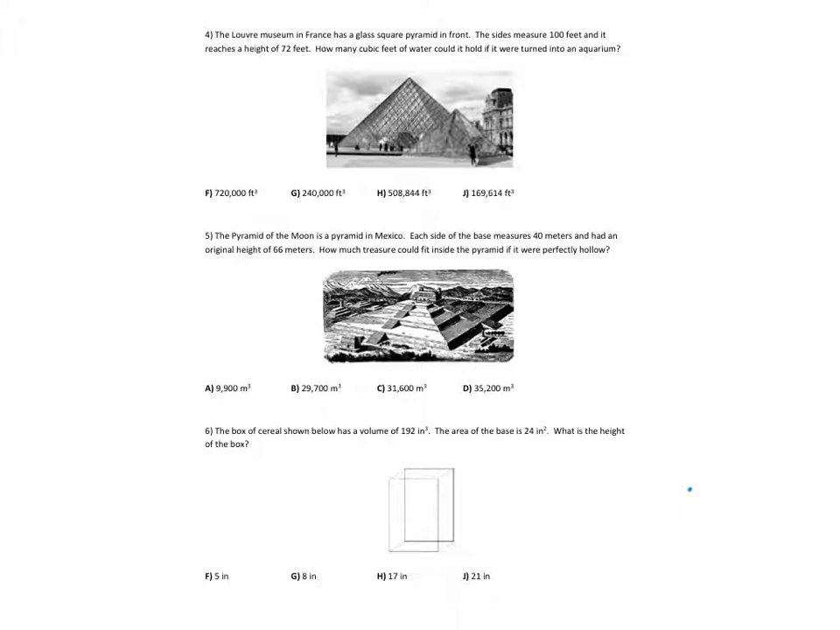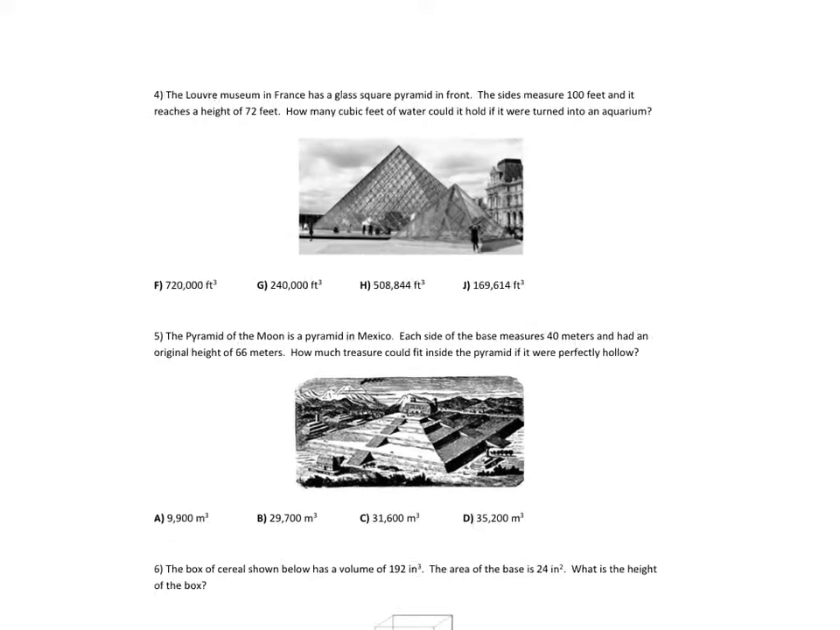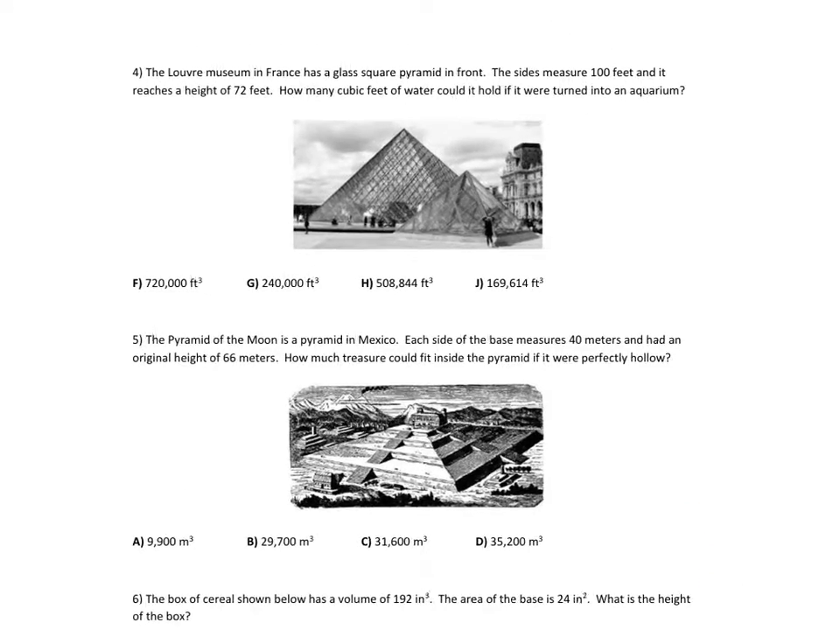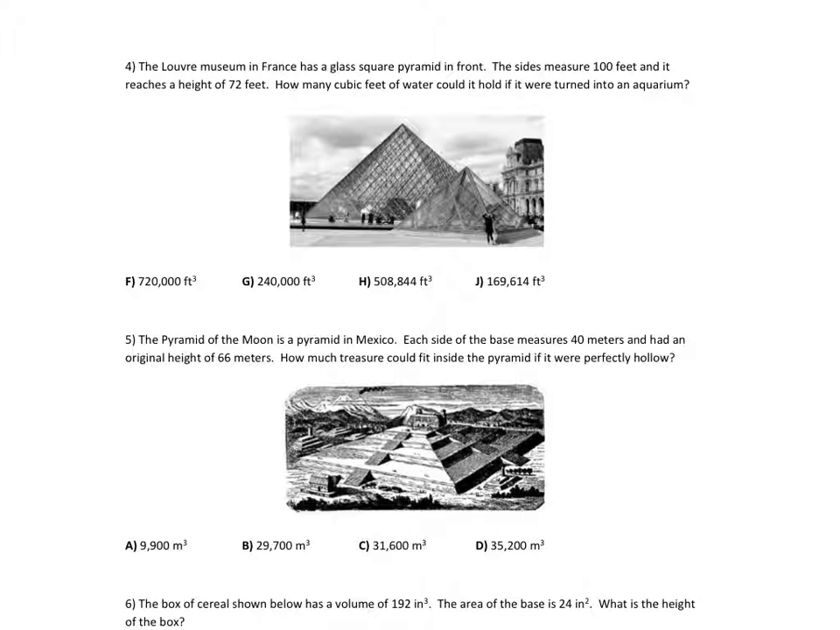Number 4: the Louvre Museum in France has a glass pyramid in front. The side measures 100 feet, and it reaches 72 feet high. Okay, so that's 72 feet high. So how many cubic feet of water could it hold if it turned into an aquarium?